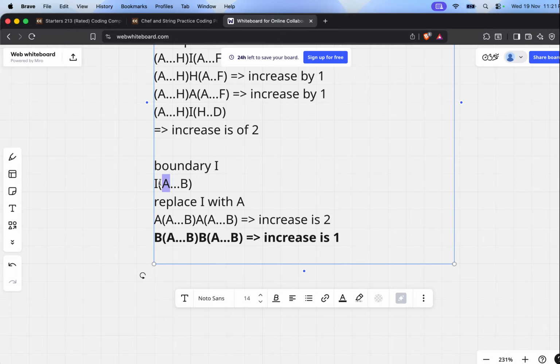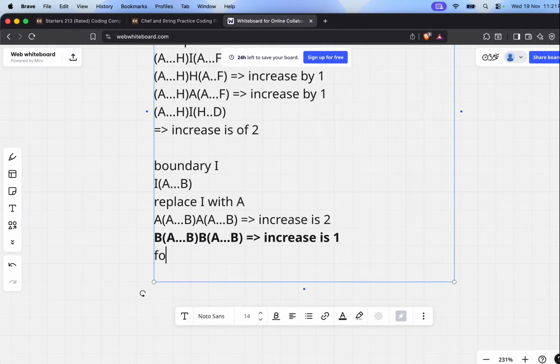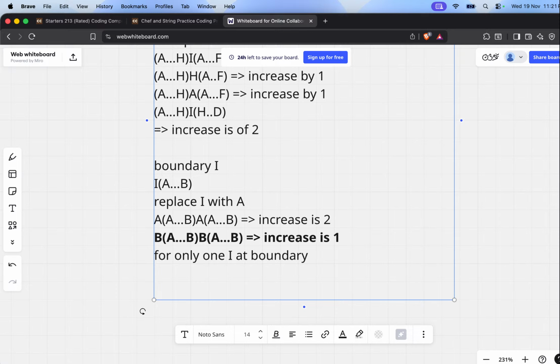So what is good in this scenario? Replace this particular I with the first non-matching character. Okay. For only one I at the boundary, replace it with the first nearest non-matching character.